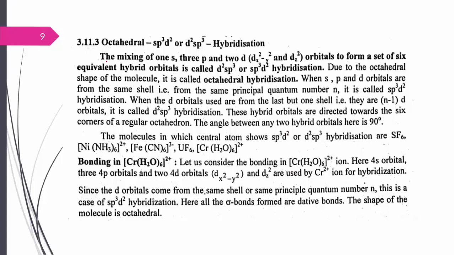Okay. So octahedral hybridization is the mixing of 1 s and 3 p orbitals and 2 d orbitals to form a set of 6 equivalent hybrid orbitals called d2sp3 or sp3d2 hybridization, which has an octahedral shape. Therefore, this hybridization is also called octahedral hybridization. Examples here: NH3 6 2+, Fe(CN)6 3-, UF6, chromium Cr(H2O)6 2+. So likewise different molecules are there.